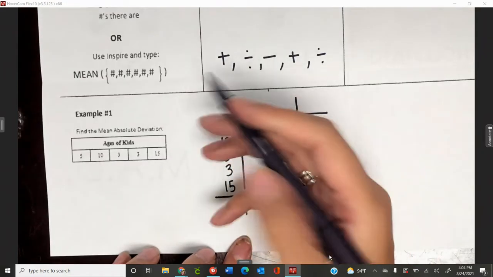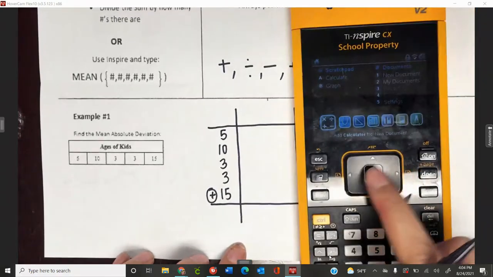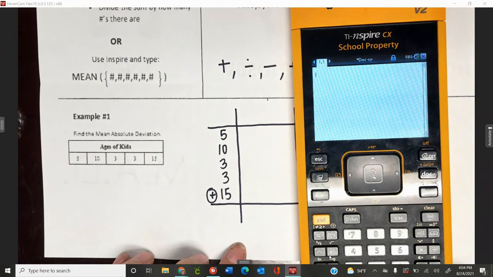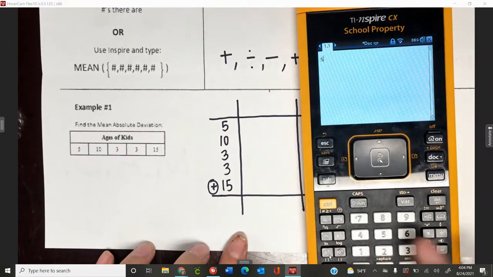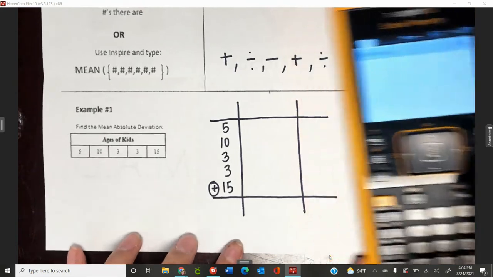Okay, so our first step is to add. We're going to go ahead and open up our calculators to the calculator app. So our numbers are 5 plus 10 plus 3 plus 3 plus 15. Press enter, you would have gotten 36.